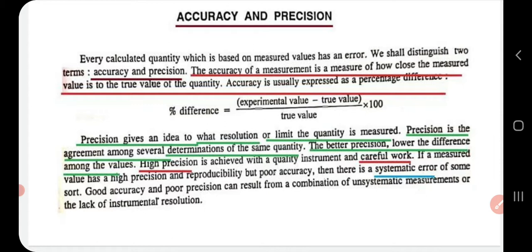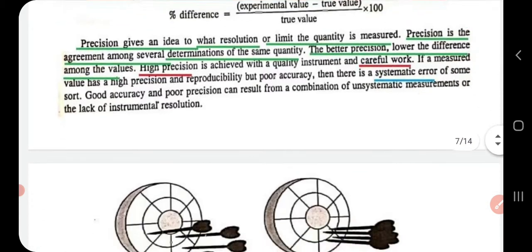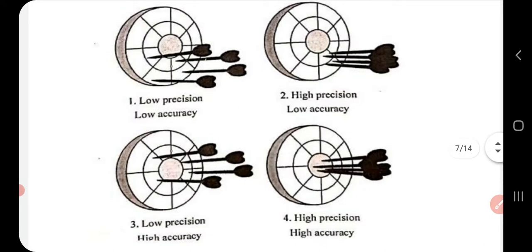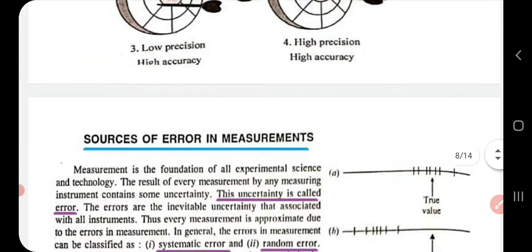So in this paragraph, you need to study only the definitions and the mathematical expression for accuracy, and then the definition for precision. From these figures you will understand the difference between accuracy and precision. In the first figure, it is low accuracy, low precision, that is, the arrows are sitting at various different points. Whereas in the second figure, there is high precision but accuracy is less. In the third figure, there is low precision but high accuracy. Whereas in the fourth figure, everything is concentrated at a single point, so it is of high precision and high accuracy.